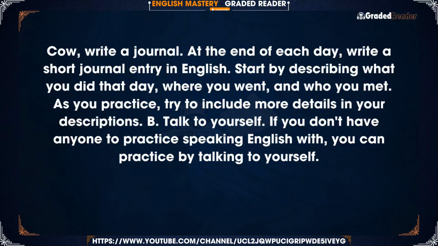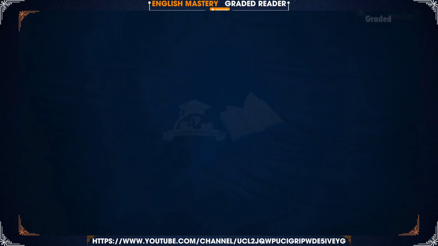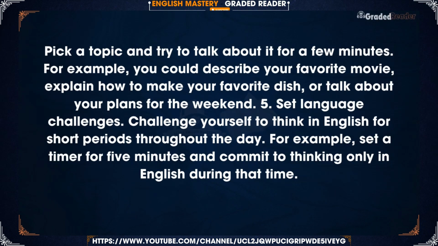4. Talk to yourself. If you don't have anyone to practice speaking English with, you can practice by talking to yourself. Pick a topic and try to talk about it for a few minutes. For example, you could describe your favorite movie, explain how to make your favorite dish, or talk about your plans for the weekend. 5. Set language challenges.